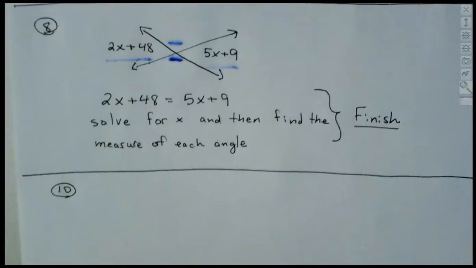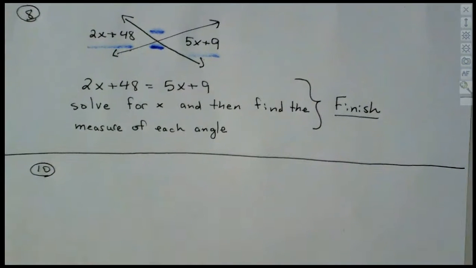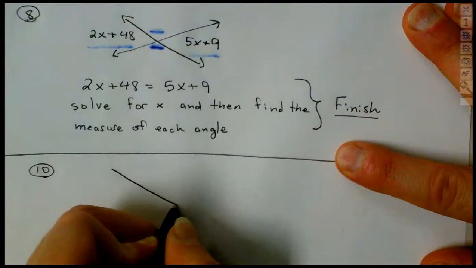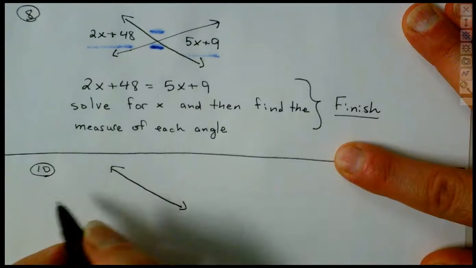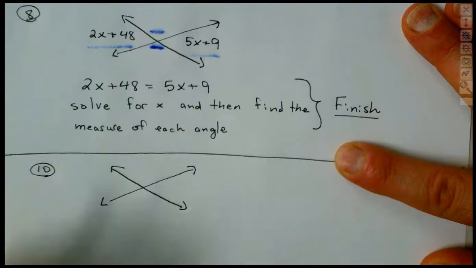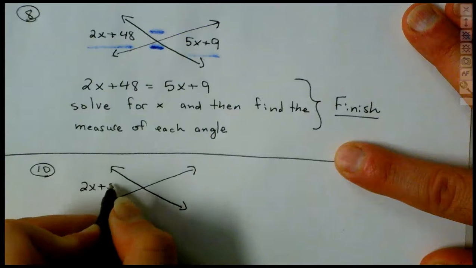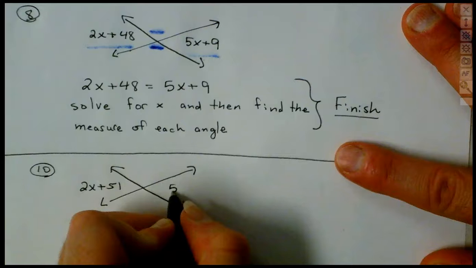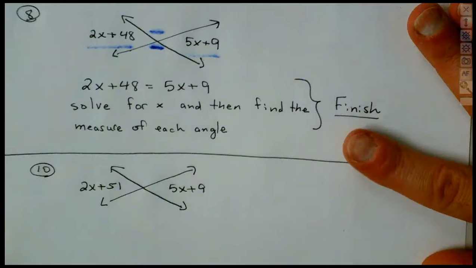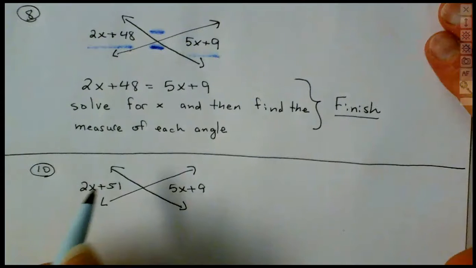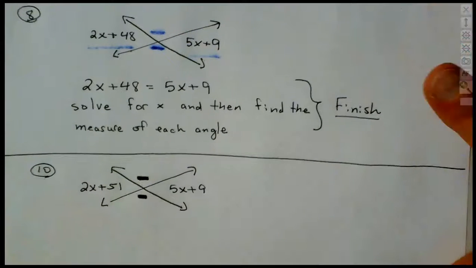Okay, question 10 is another vertical angle problem. And you're going to solve it the exact same way that you solved the last one. So that's 2x plus 51. And the other side is 5x plus 9. What do we know? Okay, these form an x. When they form an x like this, that means the left equals the right. So those are going to equal.